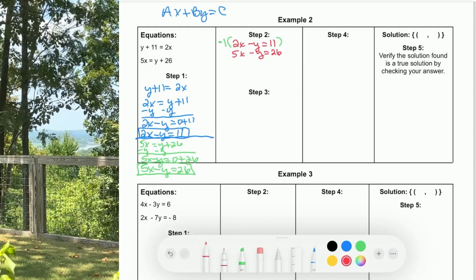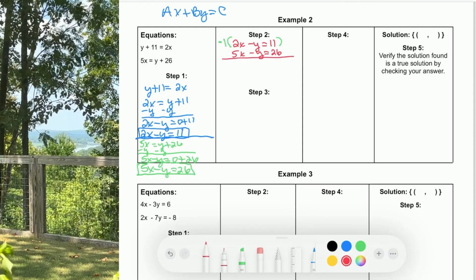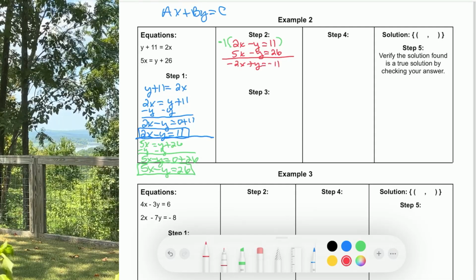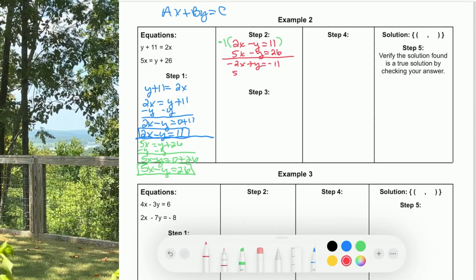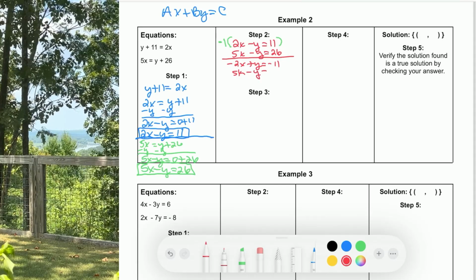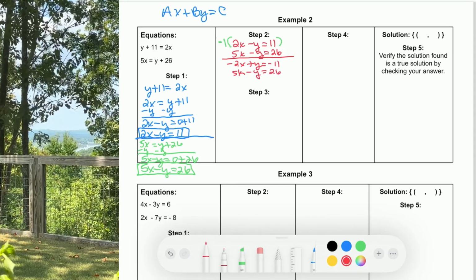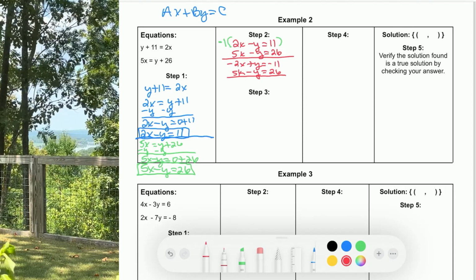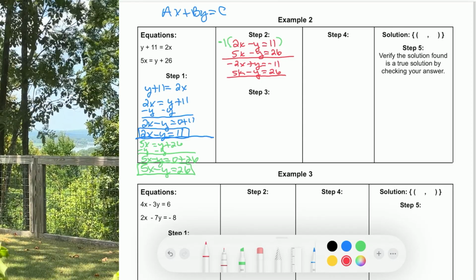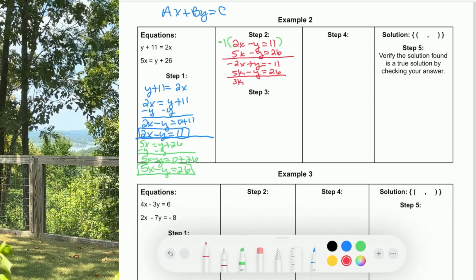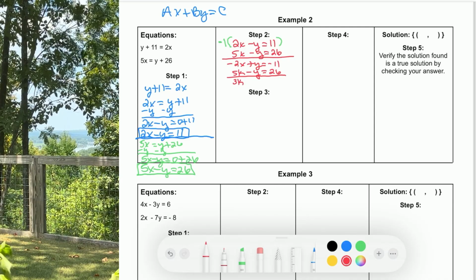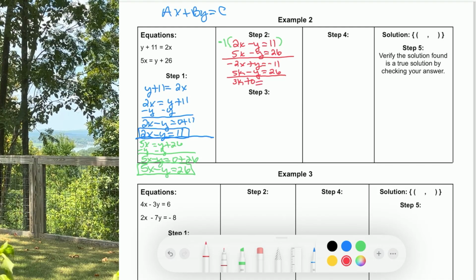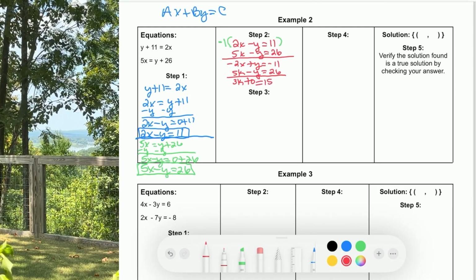Okay, so I'm going to rewrite these. I get a negative 2x plus y equals negative 11. And my other one stays the same. I didn't do anything to it. I've only adjusted the top one. Now I can add my two equations together. Negative 2x plus 5x is a positive 3x. A y plus a negative y is a 0. And negative 11 plus 26 is going to give us a positive 15.